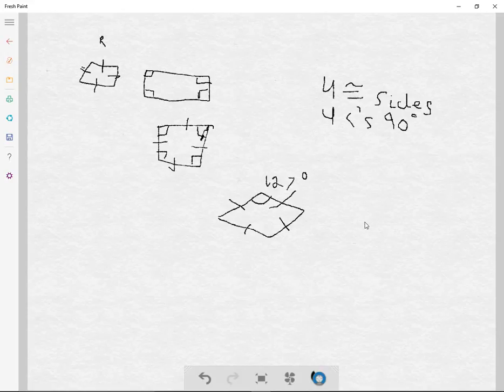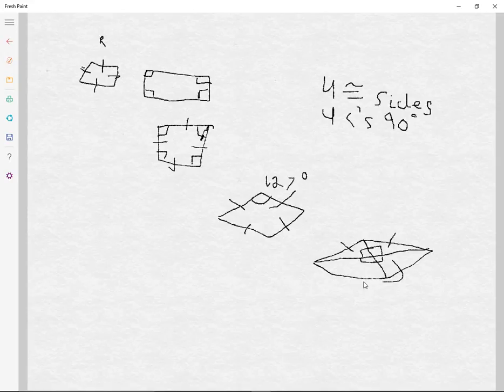So now, here's another property of a rhombus. If you take the diagonals like this, then you get a rhombus. So let's put these in there. Then the diagonals are perpendicular to each other. So where they intersect, there are 90-degree angles.